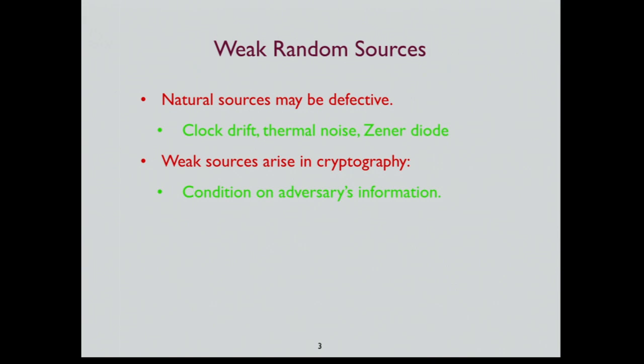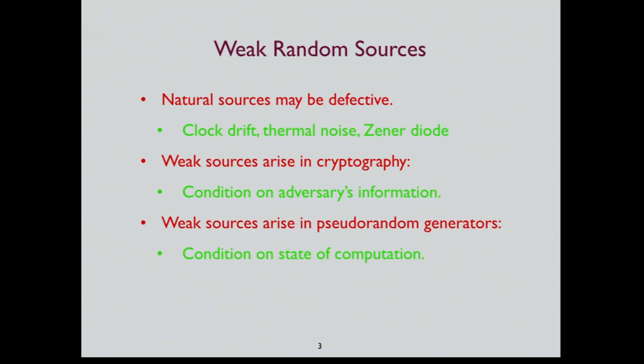For example, in cryptography, even if you start with some uniformly random bits, if the adversary learns some information about your bits, then conditioned on the adversary's information, your bits are weakly random. And these defective weakly random sources also arise in pseudorandom generators, when you might be conditioning on the state of some computation. So it's a very natural and important goal to purify a weak random source.